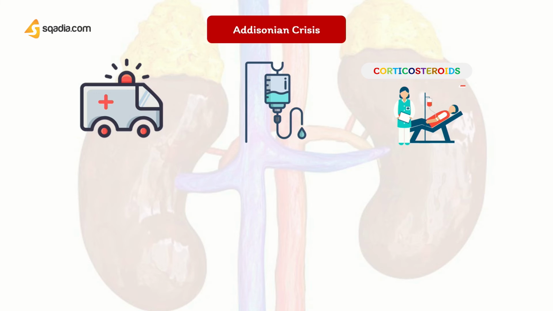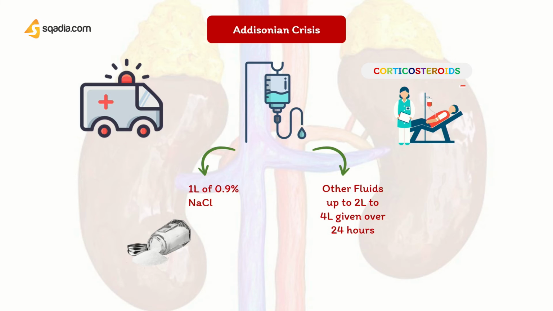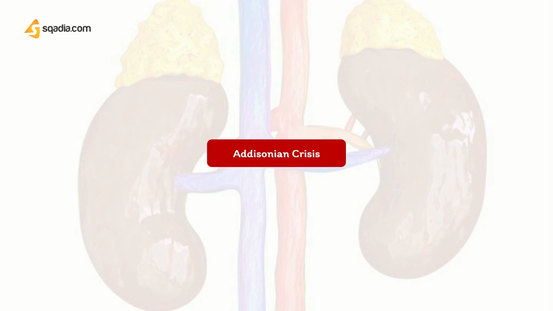1 liter of 0.9% sodium chloride is administered quickly, and then further fluids are to be given over 24 hours of at least 2 liters to 4 liters. The underlying cause needs to be investigated and treated as well.